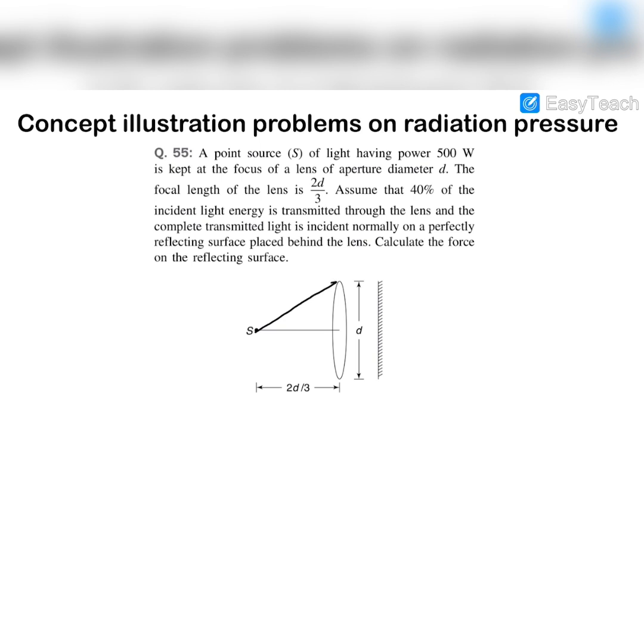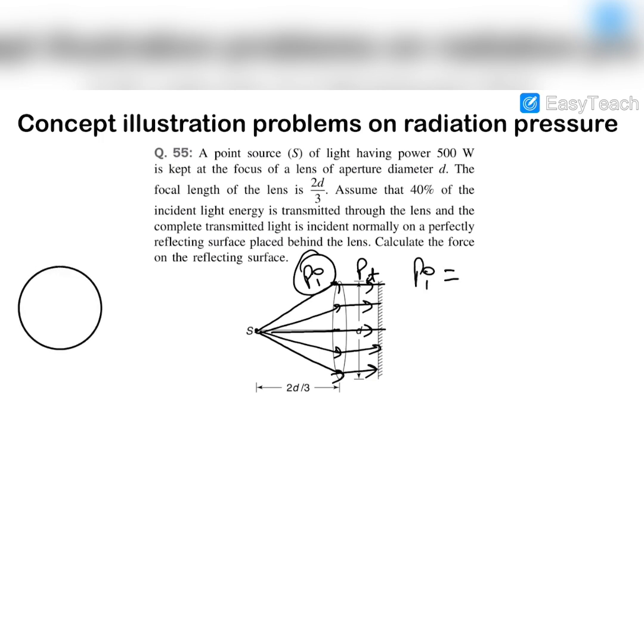First of all, we know that the wavefront incident on the lens will be spherical, as well as the wavefront transmitted through the lens will be a plane wavefront like that. So first of all, let us see what the power transmitted is. Let us suppose that power incident is Pi and power transmitted is Pt. Power incident is, obviously, this source is emitting a spherical wavefront, and total power 500 watt, this is P naught, is distributed in this complete sphere.